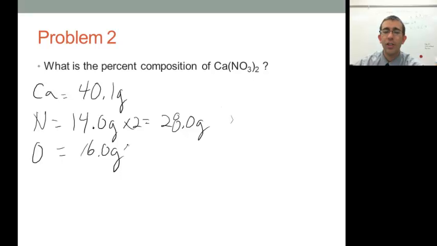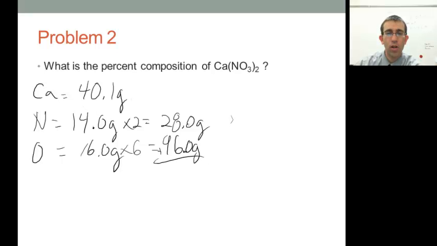Same thing for the oxygen here. I got 3 inside the parentheses, 2 out. These need to multiply. This gives us a total of 6, and 16 times 6 is going to give us 96.0 grams from oxygen. We're going to add these up to get the total value.